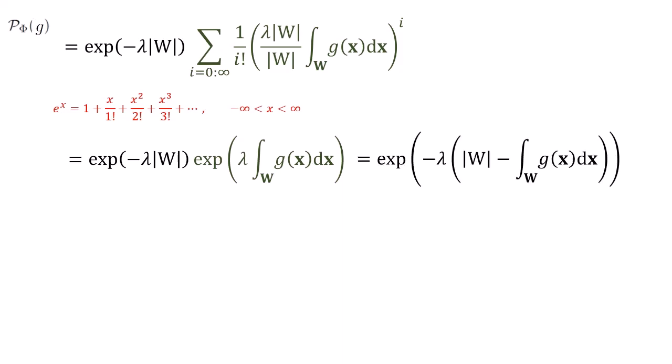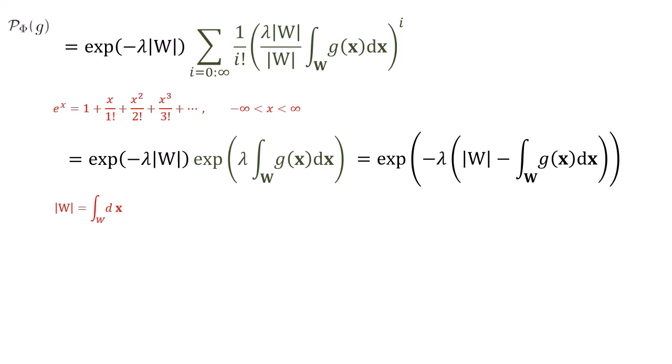Now after that, because both are exponential, I can take them inside the same exponential, and then I can take lambda common. So what I get is exponential minus lambda size of W minus g(x) dx. Now we notice that size of W is nothing but the integration of dx over W. So I'm going to replace that.